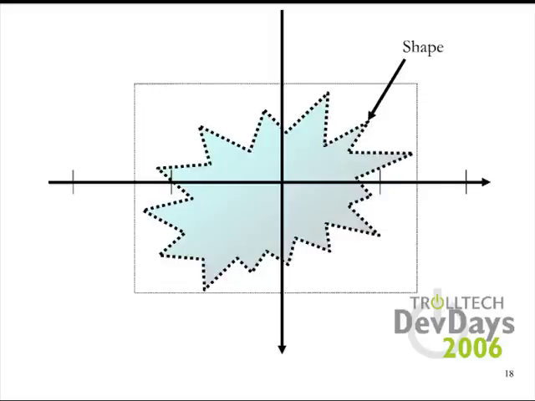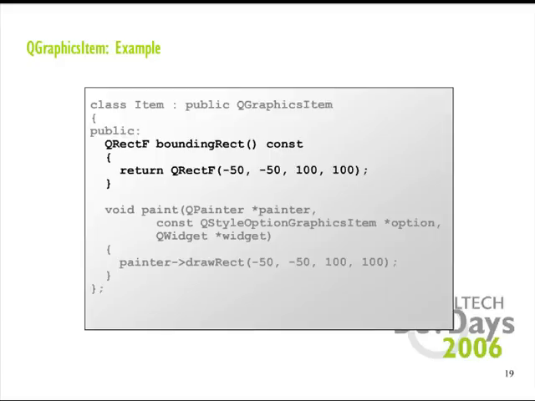So if I'm going to implement my own custom graphics item, what is the least thing I need to do? Well, the first thing I need to do is implement the bounding rect because I need to tell the GraphicsView framework how big this item is. So I return here a rectangle that starts in minus 50, minus 50. It's 100 by 100 big, so it's like a rectangle that is 50 pixels on each side of the origin, over the origin.